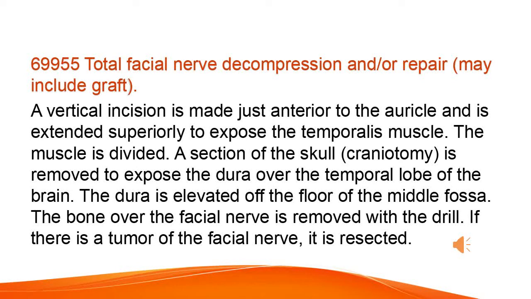A vertical incision is made just anterior to the auricle and is extended superiorly to expose the temporalis muscle. The muscle is divided. A section of the skull, craniotomy, is removed to expose the dura over the temporal lobe of the brain. The dura is elevated off the floor of the middle fossa. The bone over the facial nerve is removed with the drill.